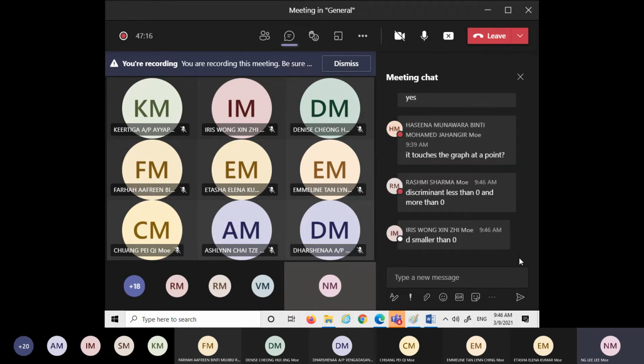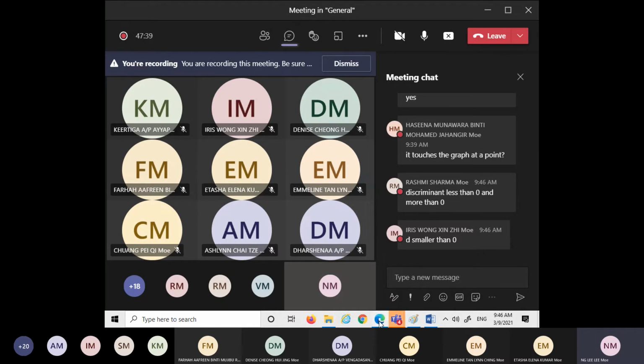Okay, thank you very much. Rashmi says that the discriminant is less than 0 and more than 0. Why and more than 0? Okay, D smaller than 0. Not more than 0, it's less than 0. Okay, so Iris is correct. D smaller than 0. Rashmi is only half right: less than 0, but not more than 0.